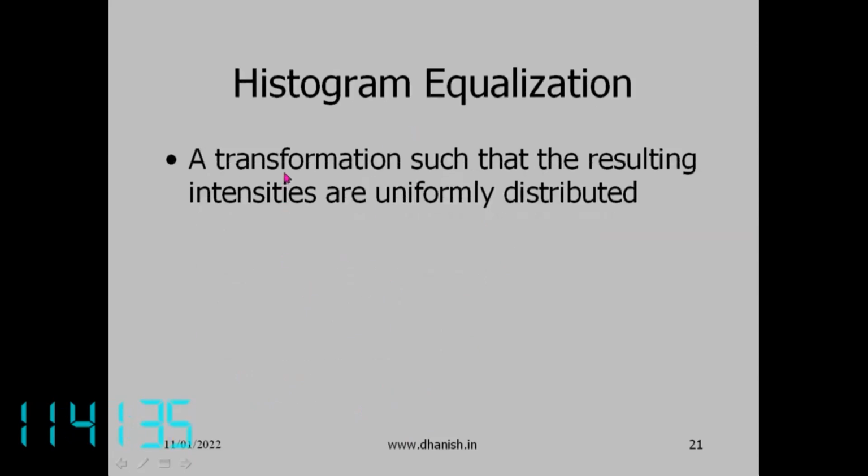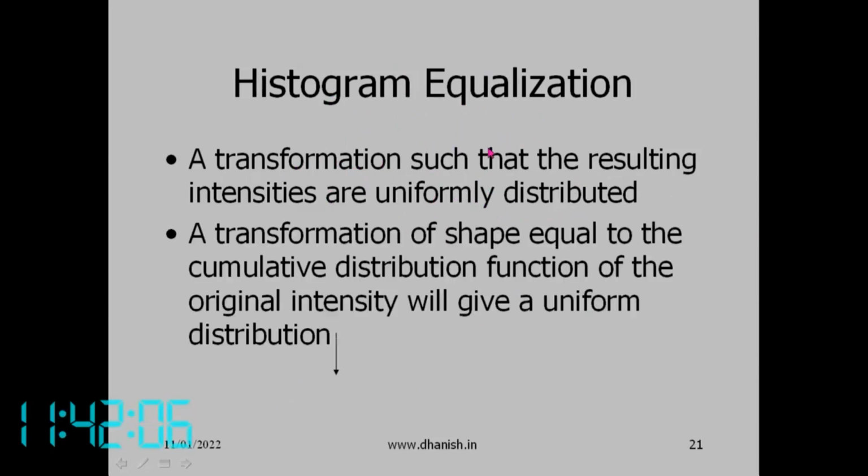Histogram equalization is a transformation such that the resulting intensities are uniformly distributed. Ideally we want a uniform distribution. How does a uniform distribution look? From lowest to highest, the frequency should be constant. So we want to get it that way. Any transformation such that the resulting intensities are uniformly distributed is called histogram equalization.